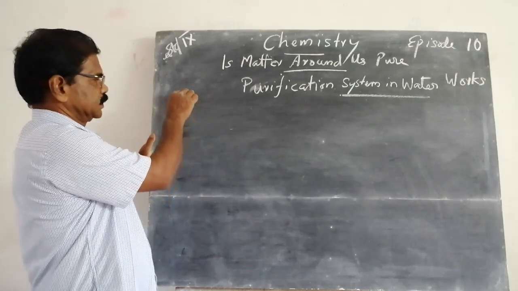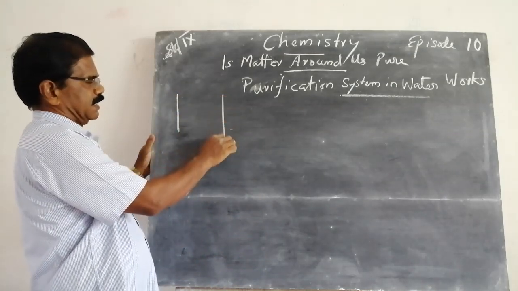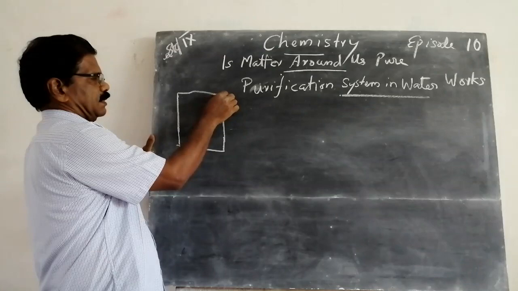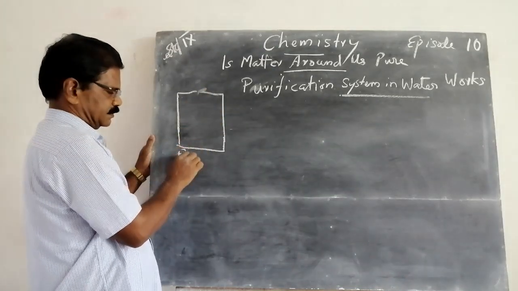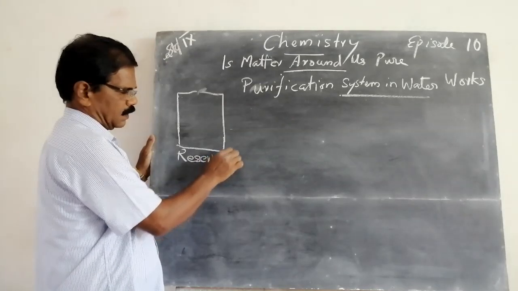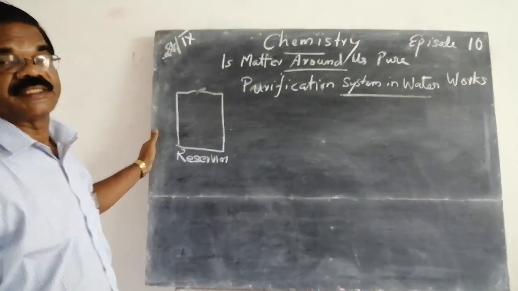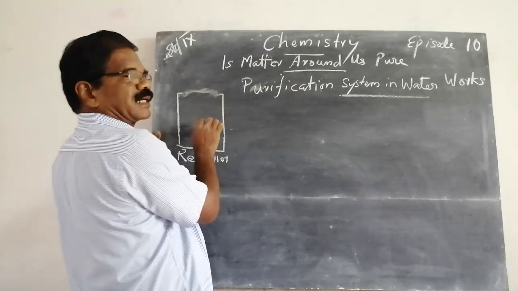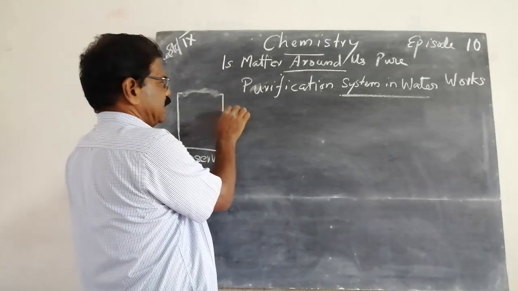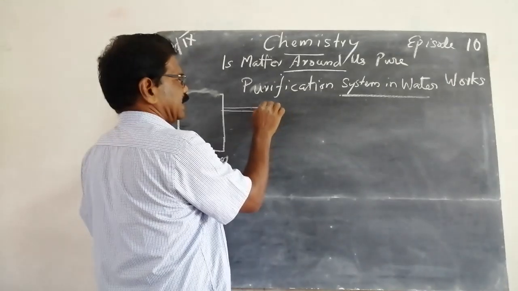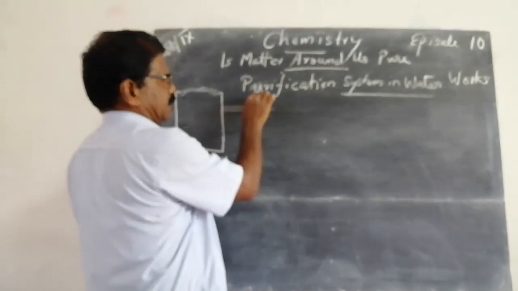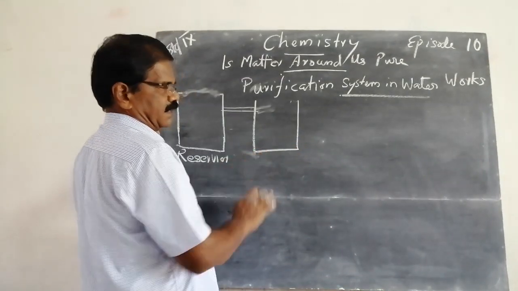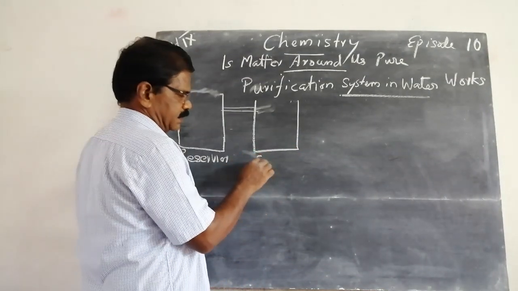the reservoir. At first, the water is collected in a big tank. It is known as reservoir. It undergoes several steps of purification. From the reservoir, it is brought to another tank. It is known as the sedimentation tank.